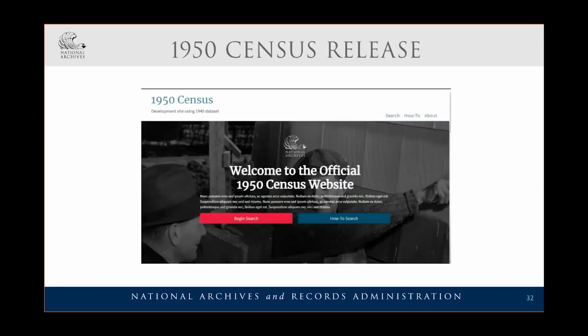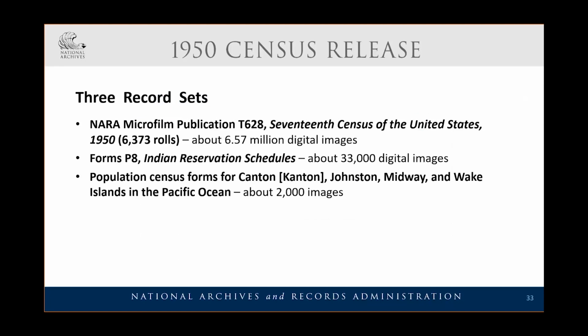On April 1, 2022, at 1 minute after midnight Eastern Time, NARA will launch a website dedicated to providing access to the 1950 census, where the public will be able to search the census records. This site will include 3 record sets. The largest part consists of over 6.5 million digital images of records received on microfilm. These images are for the continental United States, as well as Alaska, Hawaii, American Samoa, Guam, Panama Canal Zone, Puerto Rico, and the U.S. Virgin Islands.